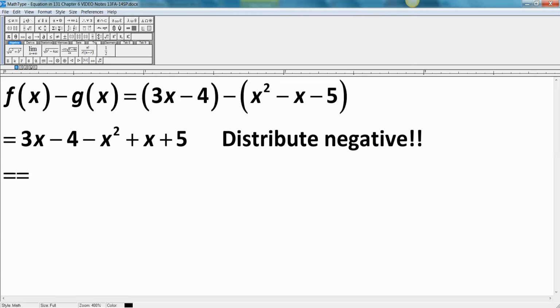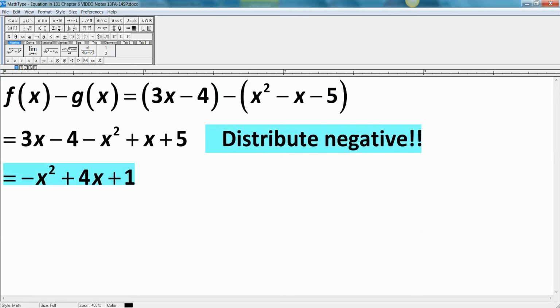And again, we're going to combine like terms here. So we're going to have 3x, or excuse me, negative x squared, because that's the front. So negative x squared. You have a 3x and another x, so that makes 4x. And then a minus 4 plus 5 makes plus 1. Okay, so there's f of x minus g of x, which technically they did not ask for, but I find it's helpful to remind ourselves how to find all that stuff.